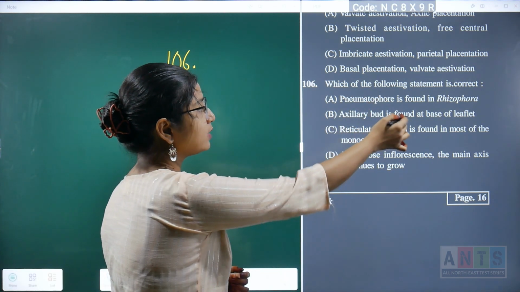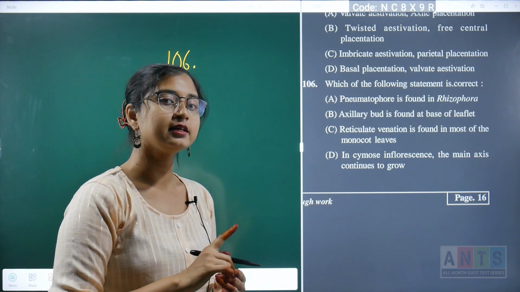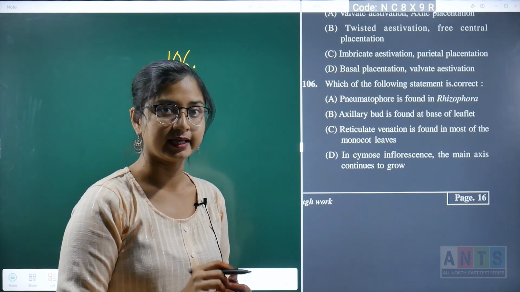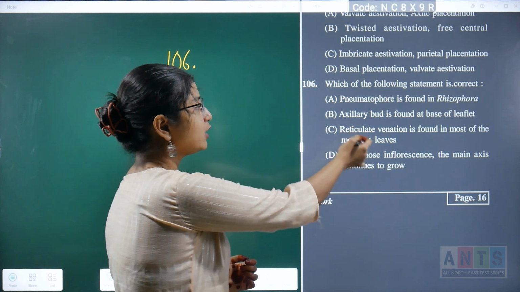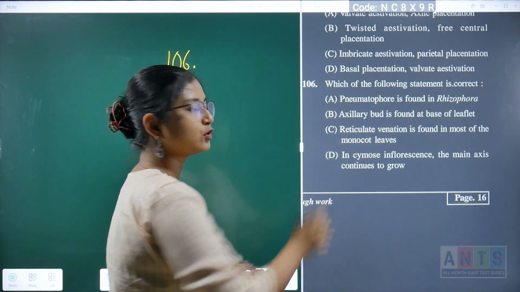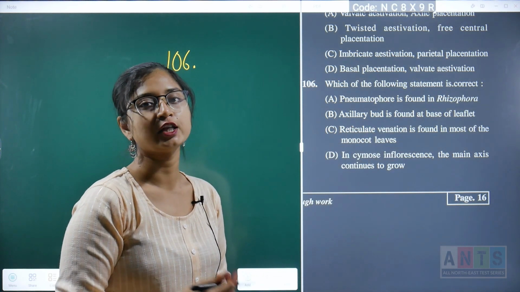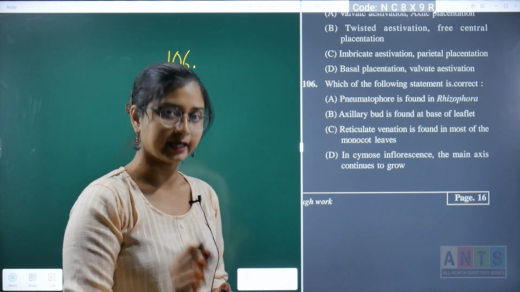Axillary bud is found at base of leaflet. Axillary bud leaf के base पे मिलता है, leaflet के base में नहीं. Reticulate venation is found in most of the monocot leaves. This is incorrect because reticulate venation is a characteristic of dicot leaves.